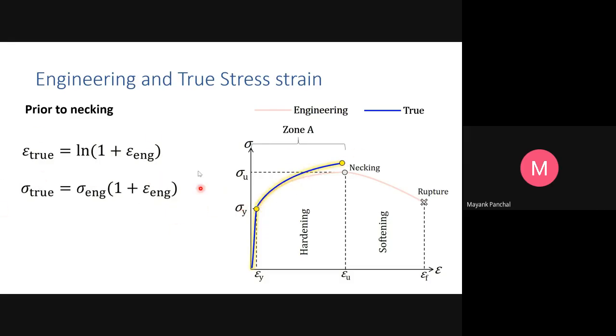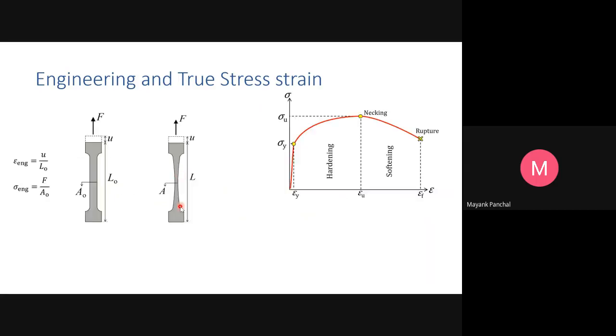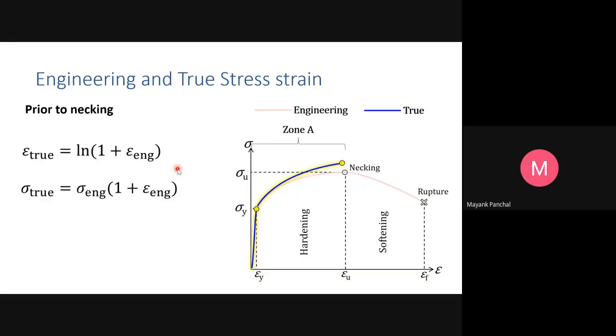Now, how to derive these? You can find them in any book of plasticity. These are very simple. You just have to use the concept that A gets reduced and L increases, and the volume remains constant.